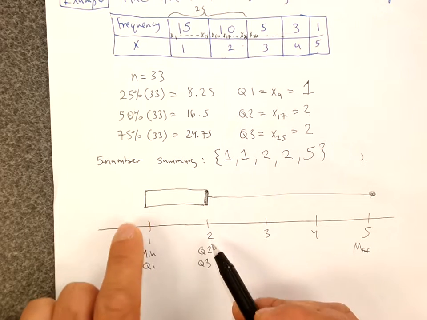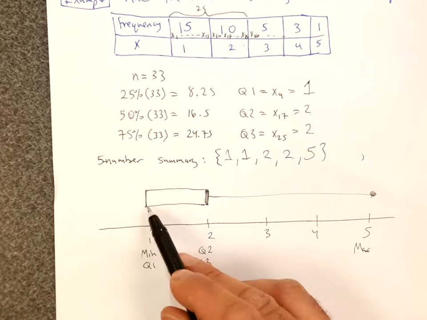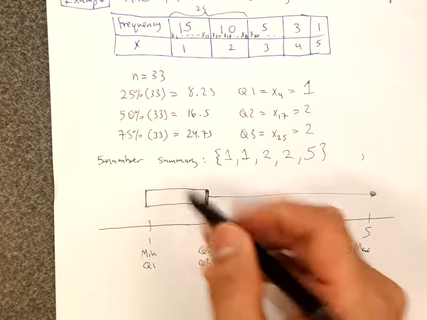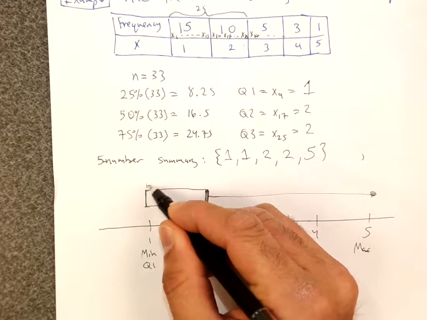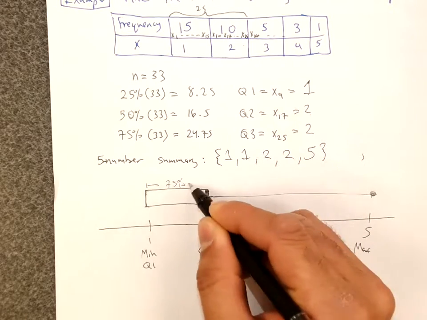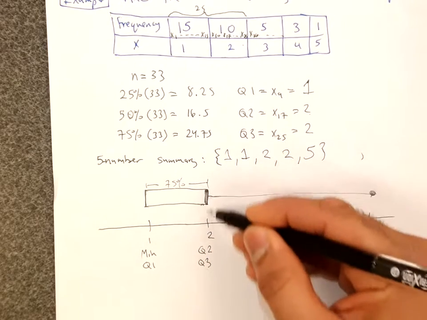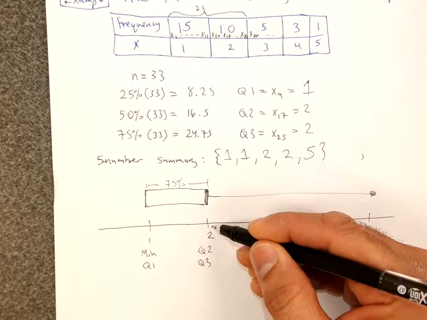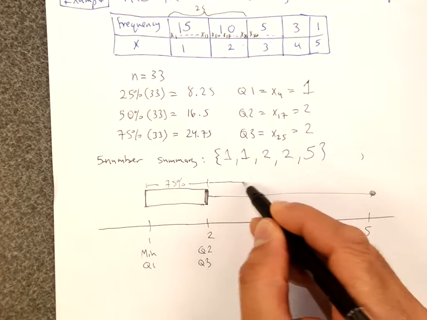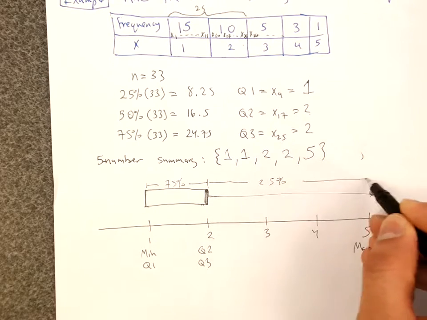Okay, and almost all of the data is right here. In fact, in particular, this represents about 75% of the data. How do I know that? Well, this is Q3. Q3 represents the 75th percentile. Okay, and this is 25% of the data.